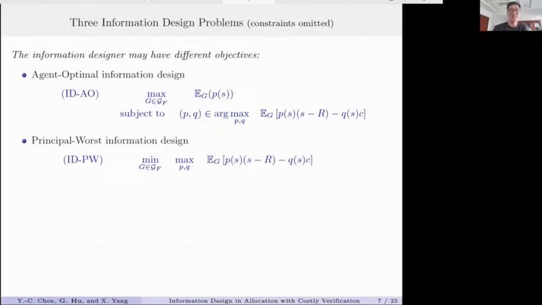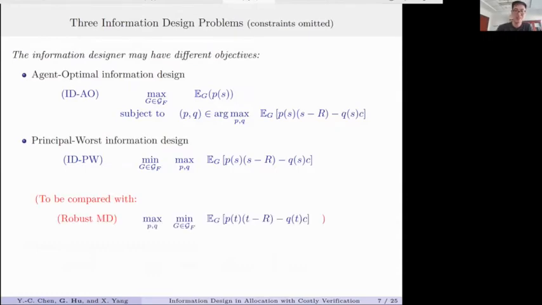So why should we care about this kind of principal worst information design problem? Because it can be used to study the robust mechanism design problem. The story of the robust mechanism design problem is as follows. The principal wants to design an optimal mechanism, but the principal does not know the precise distribution of the agent's type. There may be a lot of possibilities, and the principal cares about the worst possible payoff. So this kind of mechanism design problem is called a robust one.